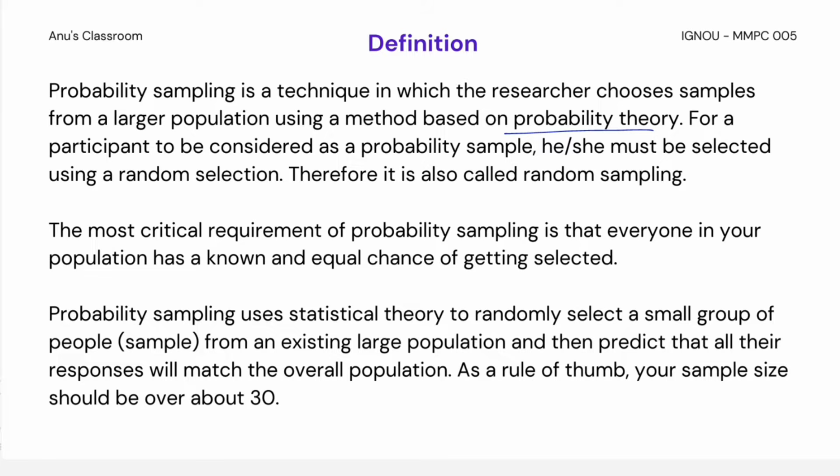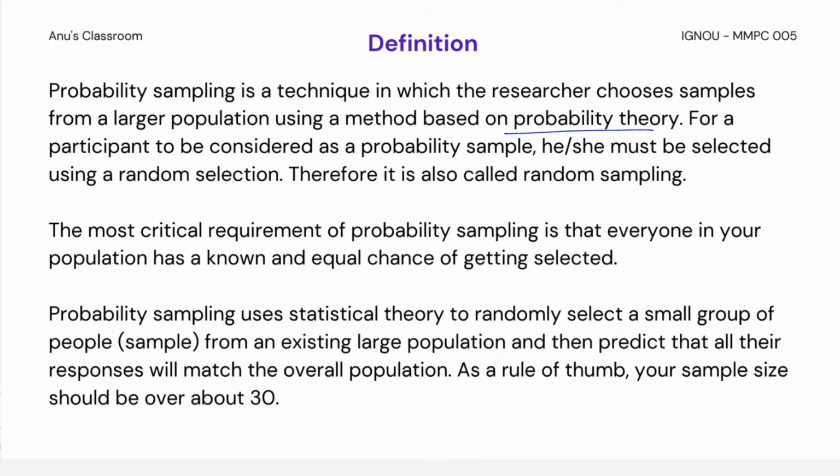Okay, and therefore the most critical requirement of probability sampling is that everyone in our population has a known and equal chance of getting selected. Because it is random, the probability of any sample from your population getting selected should be equal.